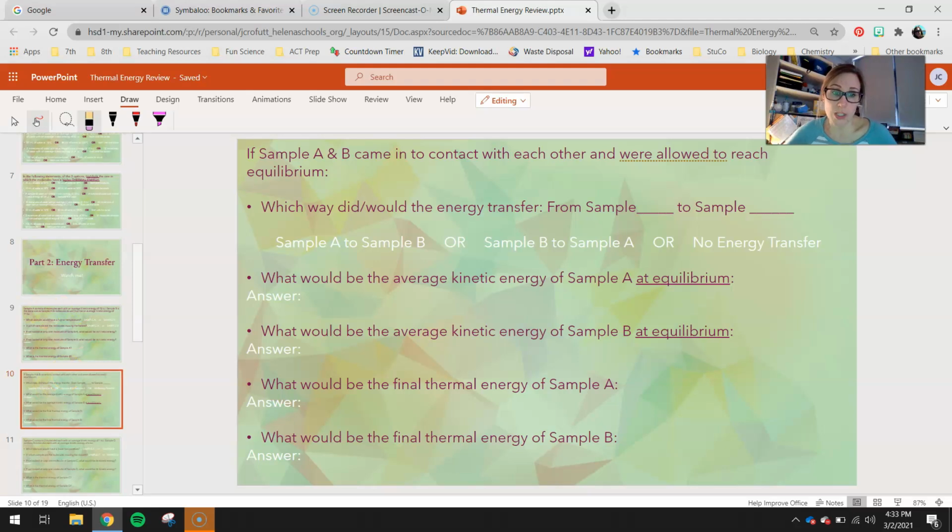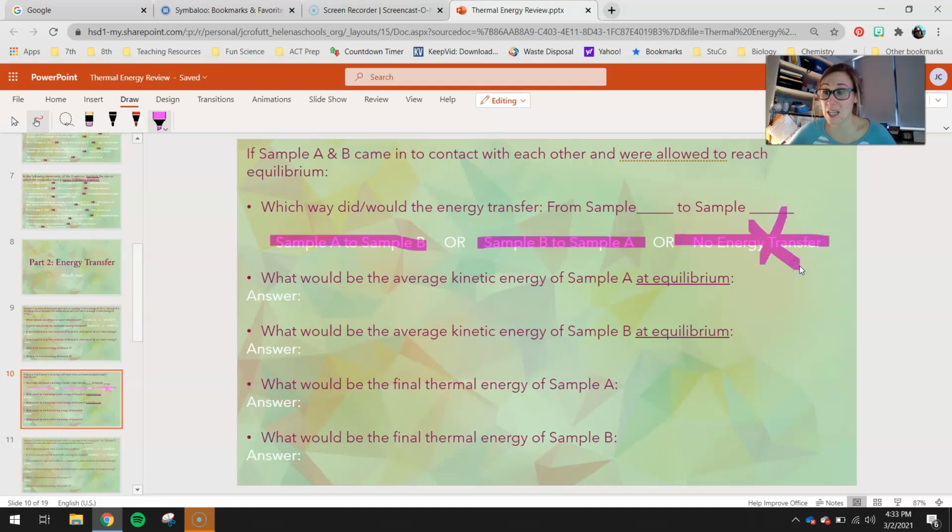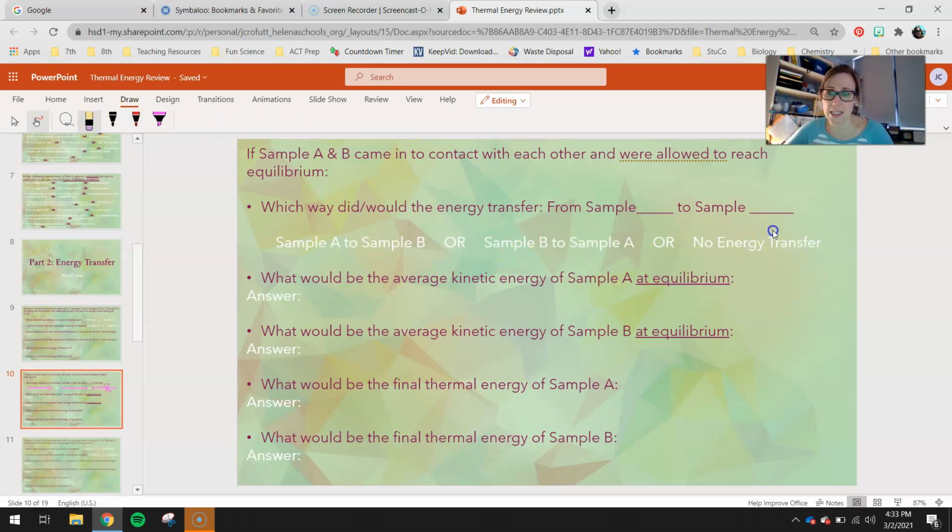Okay, so which one is your warmer object? Which one's your colder object? Which direction is energy going to transfer there? You guys can either highlight or circle sample A to B, sample B to A, or no energy transfer at all. So meaning that they're the same temperature, they're the same average kinetic energy, so there's going to be no movement of energy there. Okay, so circle which one you guys think is correct.